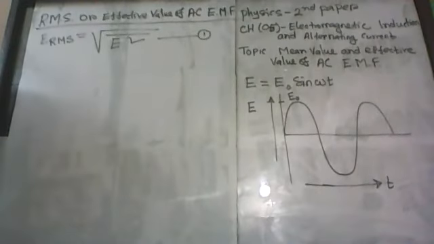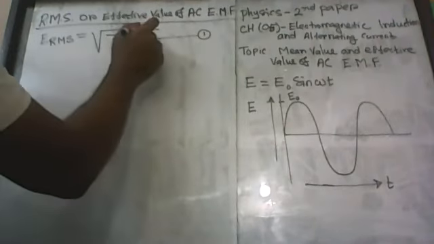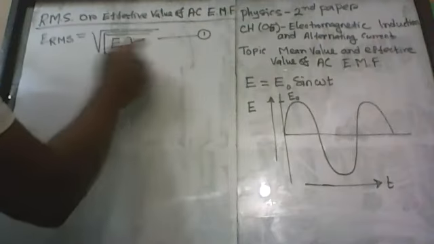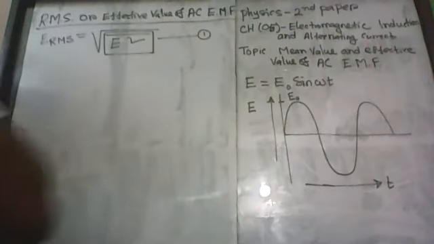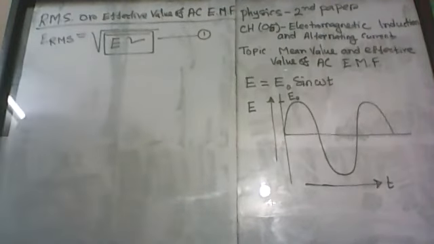This is a very complex equation, boys and girls, the root mean square value of AC electromotive force. To solve this very complex equation, at first I'm going to find the mean square value of AC electromotive force for the case of a complete cycle. I repeat, for the case of a complete cycle.